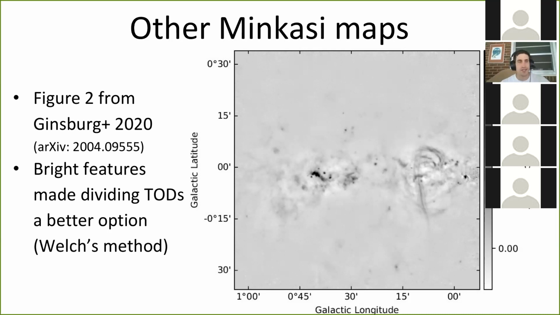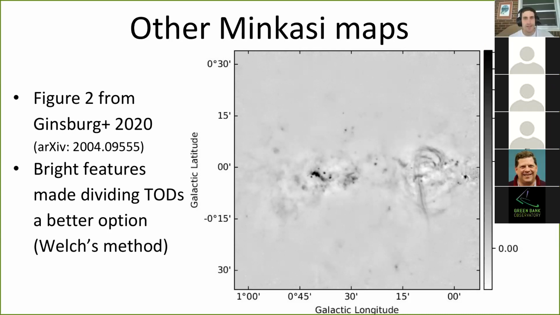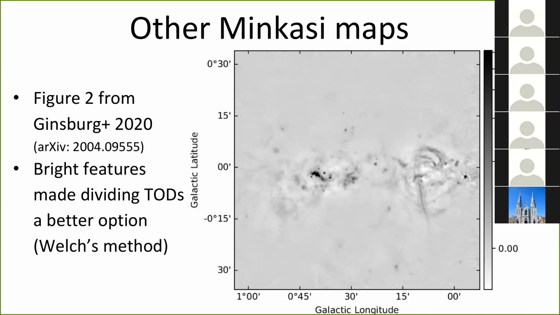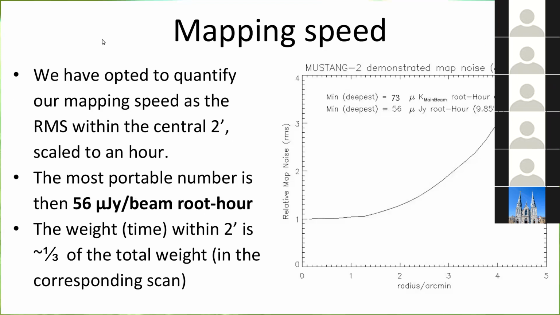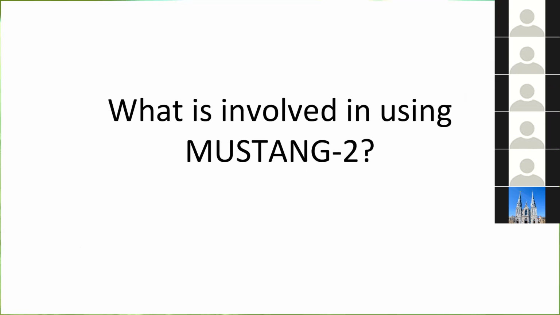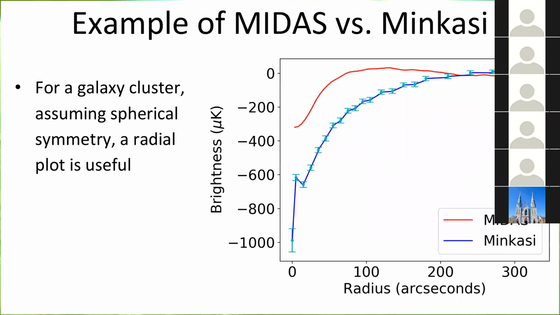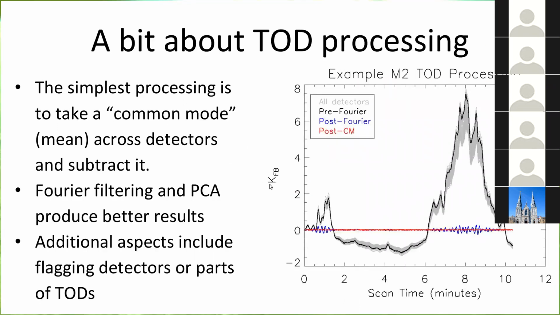Other questions? Hey, Charles. In your time series plot where you showed the common mode of all the pixels, I couldn't understand the y-axis. Was that in kelvins or microkelvins? That one, yeah. That is in Kelvin forward beam.